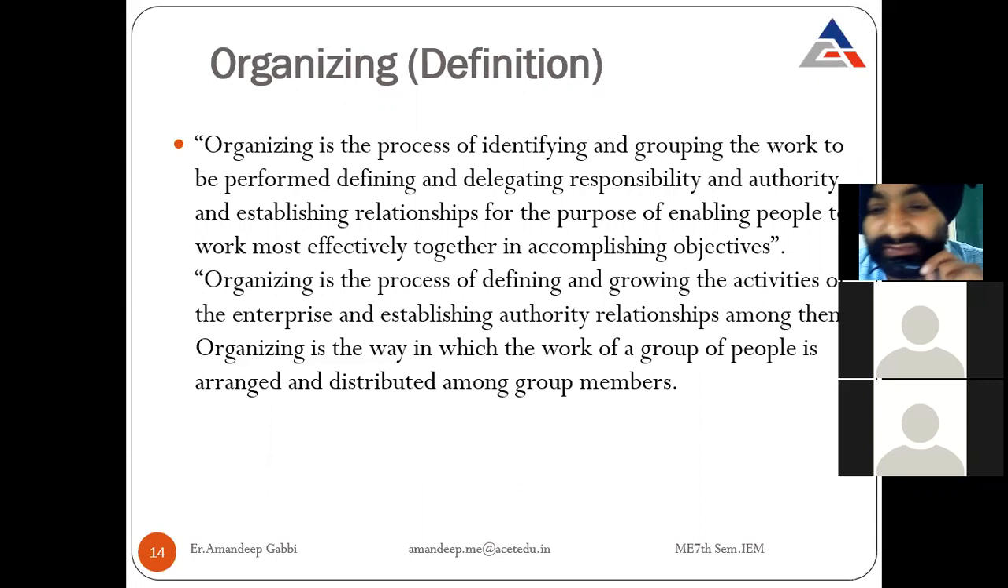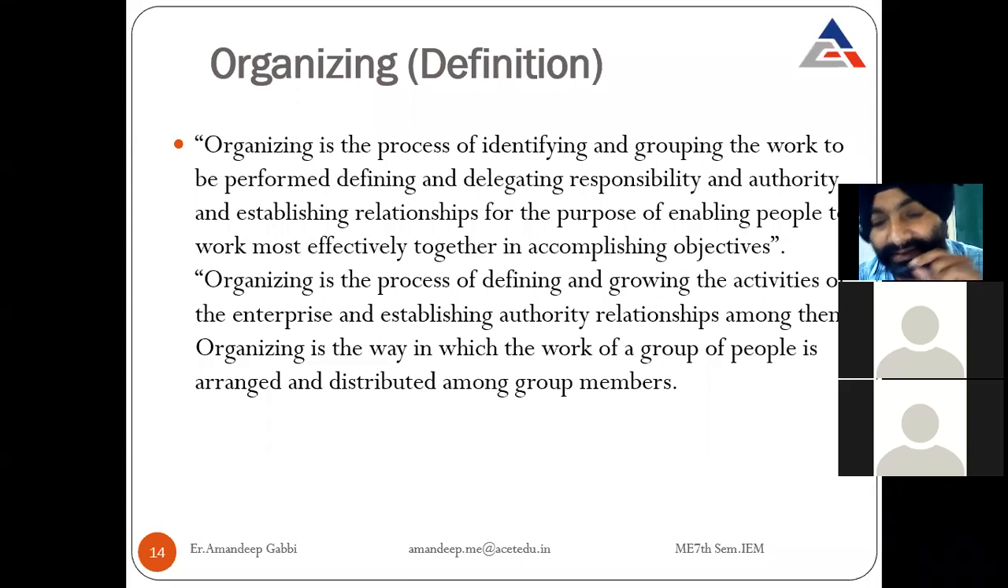Establishing relationships for the purpose of enabling people to work most effectively together. So the objective of ours may be to arrange a volleyball tournament. Then the tasks may be fixed according to that. There are three tasks: registration, arranging for the referee and all that, ground arrangements, and the third one is arranging for the trophy.